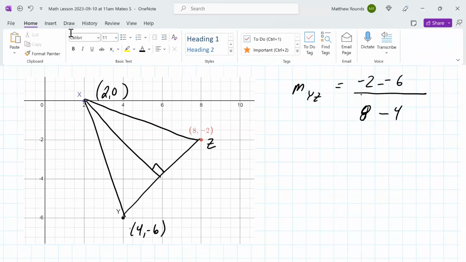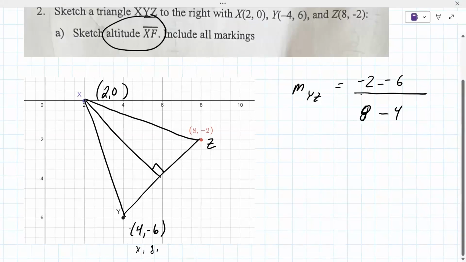Sometimes it's good to label x1, y1 or x2, y2. Okay, yeah, wait. I'm changing my slope to -1/3, not -2/3. Okay, yeah, still not quite right. The slope's got to be positive because you're going up and to the right, up and to the right.